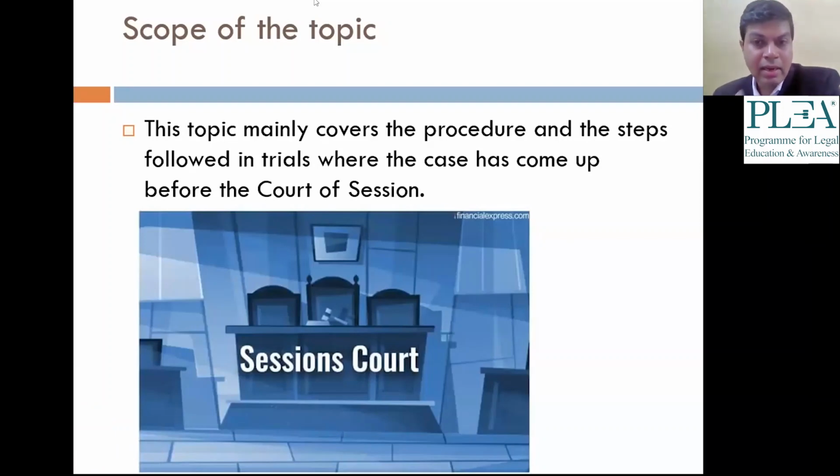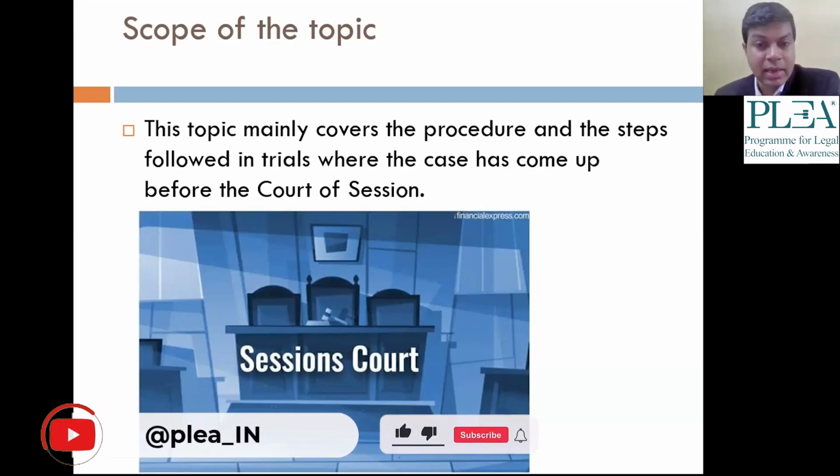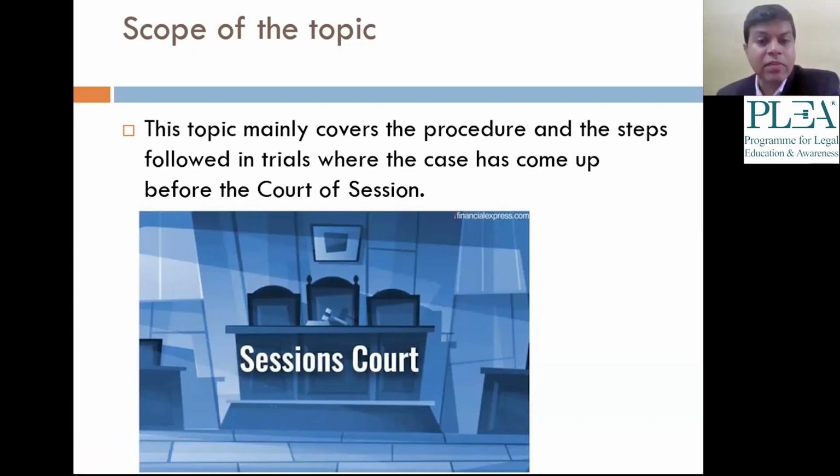Normally, initially a magistrate will take cognizance of an offense, and thereafter, as per section 209, he will commit the case to the court of sessions. So cases are tried and decided by the sessions court. A magistrate is empowered under section 190 to take cognizance of an offense upon receiving a complaint, upon a police report, upon information received from a person other than a police officer, or upon his own knowledge.